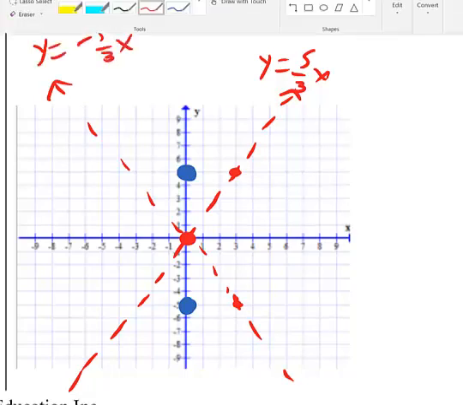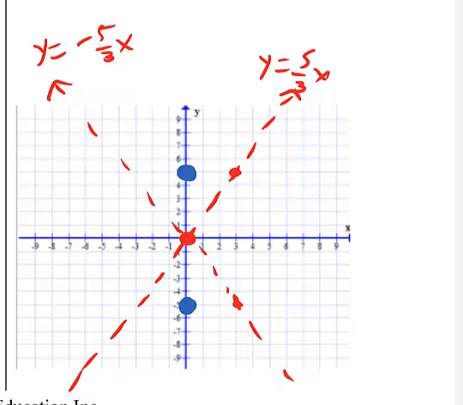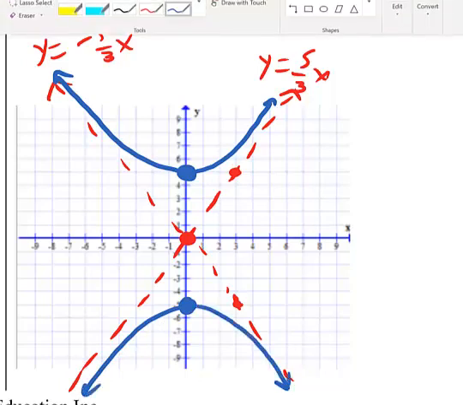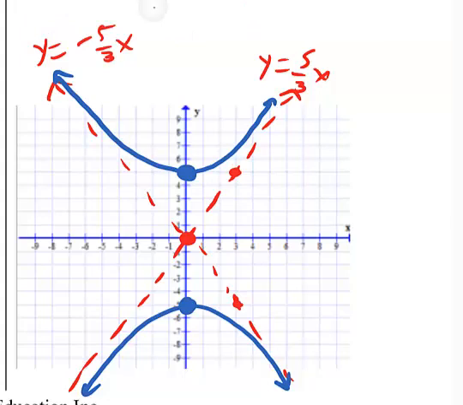And then from there, I don't really need the foci to plot the branches. I'm just going to start at the vertices and get closer and closer to the asymptotes as I go. But the foci, as I said, should be located somewhere between 5 and 6. So they're really close to the vertices here. Well, technically the singular of foci is focus, so I should say this is one focus, this is another focus.